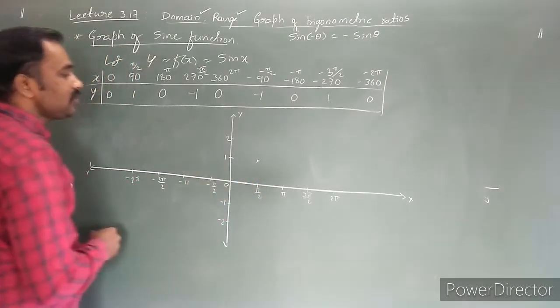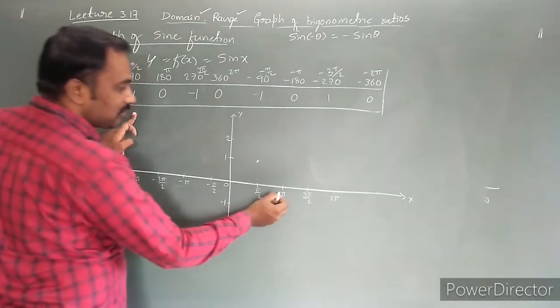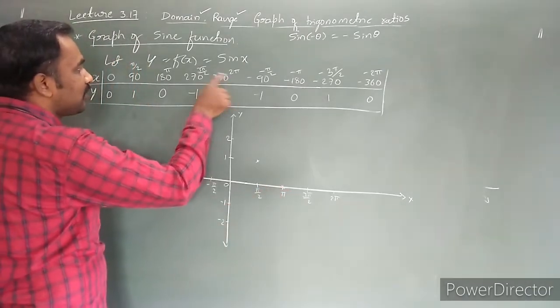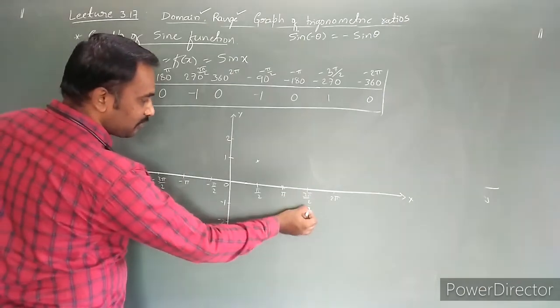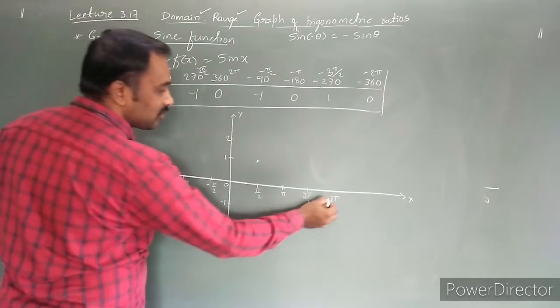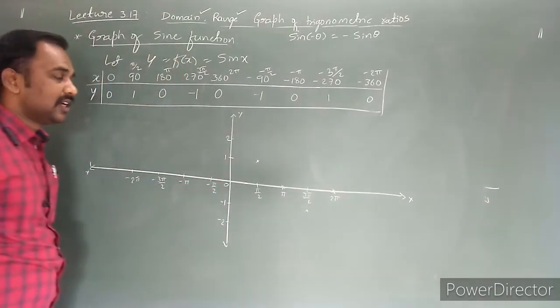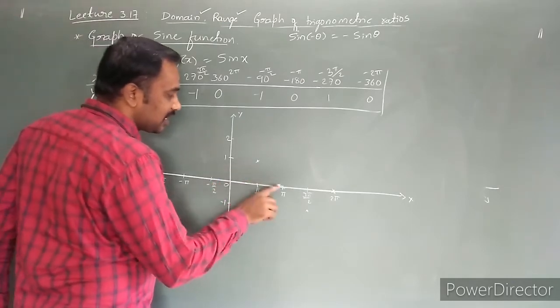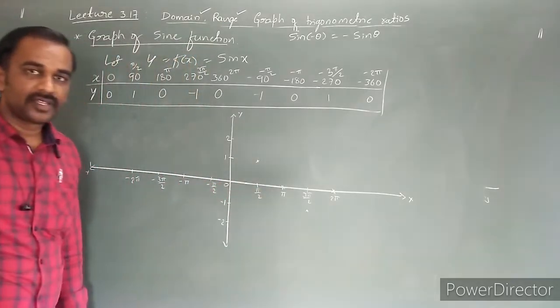Next, (π, 0). The point is on the x axis. Next, (3π/2, −1). Next, (2π, 0). Now, shall I join these points by a straight line or a curve?